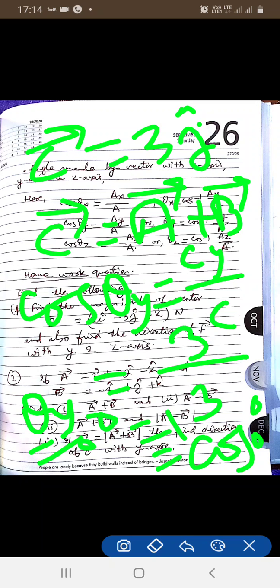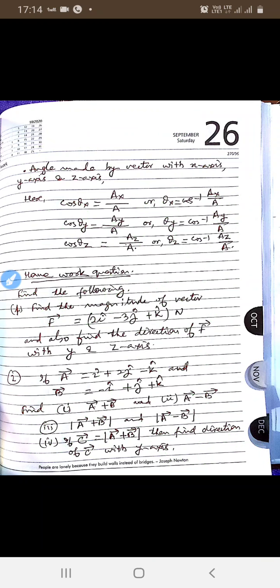That is, vector C will be parallel to the y axis or perpendicular to the x axis. This is the answer. Thank you so much.